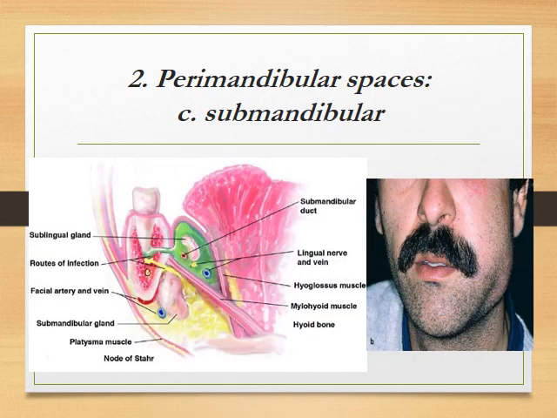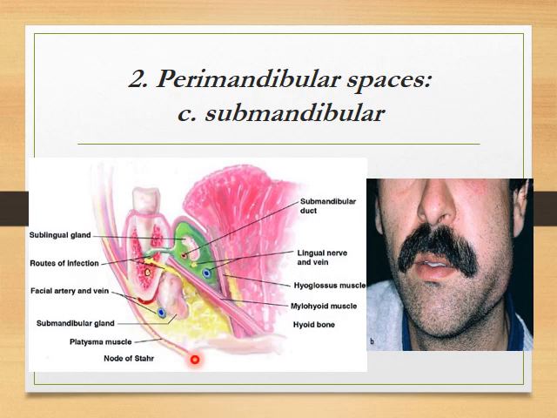The third and final perimandibular space is the submandibular space. The location of the submandibular space, or the boundaries: it lies between the mylohyoid muscle superiorly and the overlying superficial layer of deep cervical fascia inferiorly. So it lies between the mylohyoid muscle and the superficial layer of deep cervical fascia.